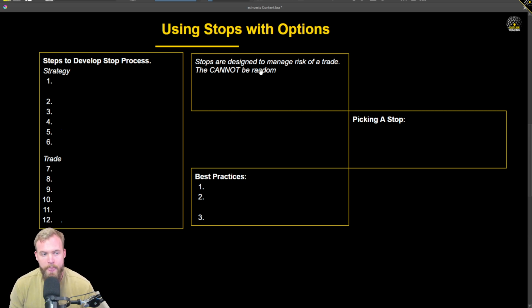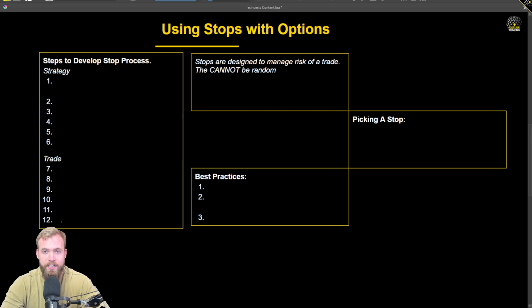They can't be random. Now, you can have some general portfolio guidelines, like I don't want to risk more than 5% of the portfolio on an individual trade if you have a really small account. If you have a bigger account, maybe it's 0.5% of the portfolio or whatever it is that you set. You can set general guidelines like that to manage risk at an overarching level.